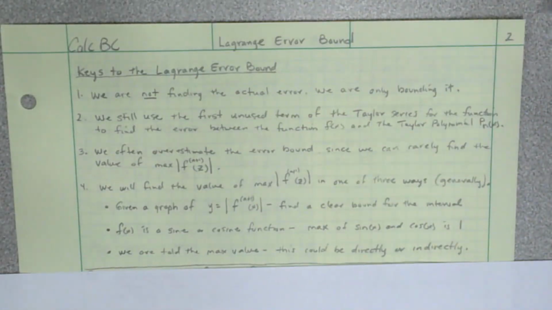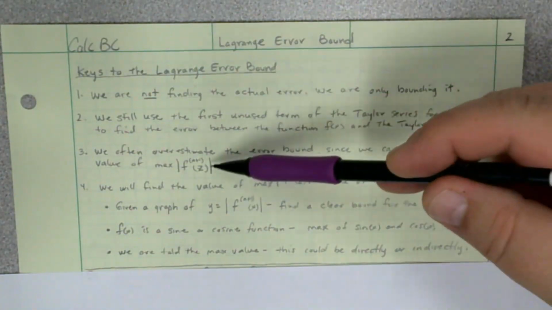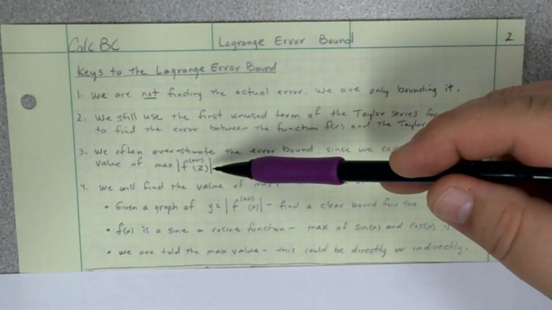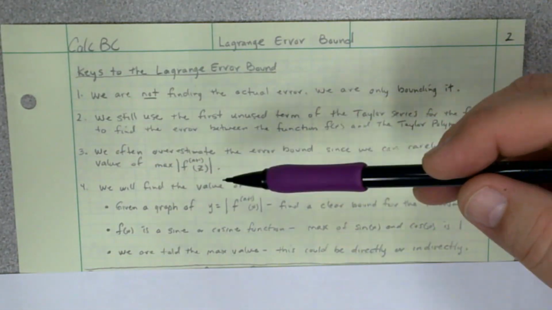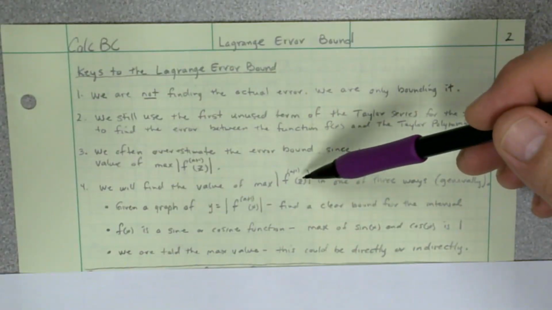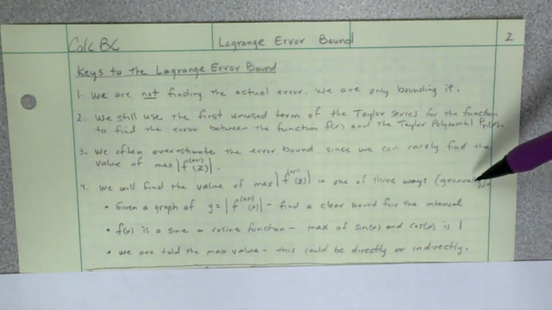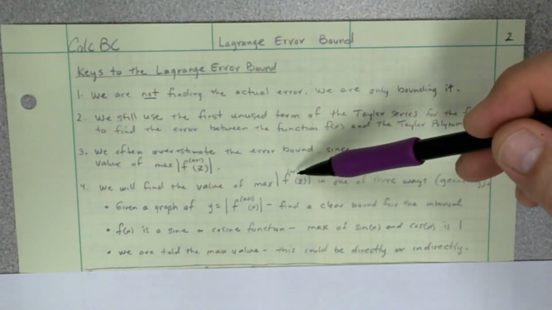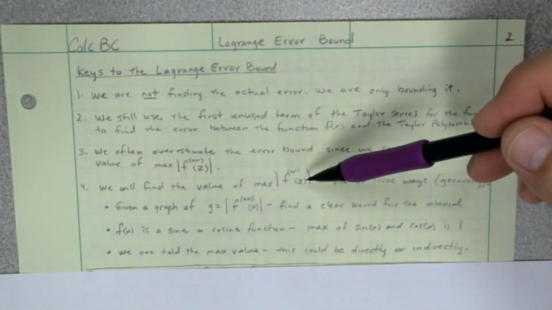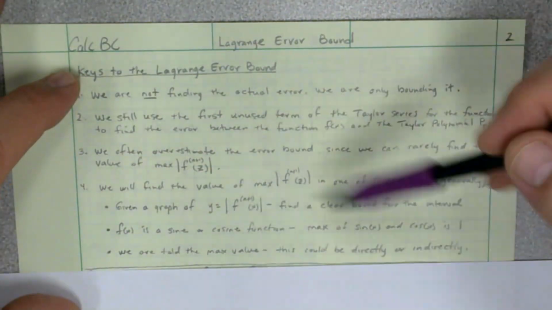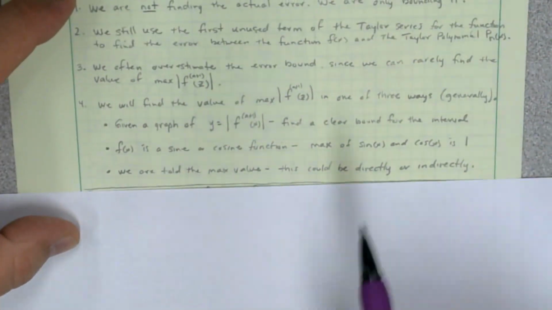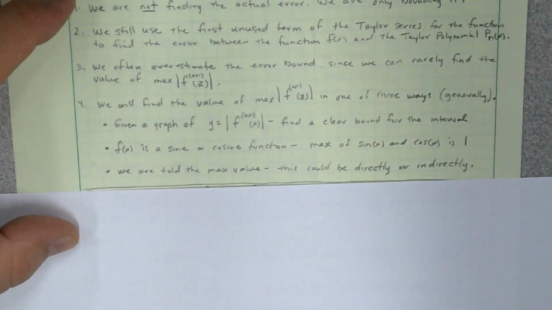We often overestimate the error bound since we can rarely find the value of this. Okay, very difficult to find this value. So we always overestimate, and we will find the value of this in one of three ways generally. Okay, so how do I find this max value of this n plus 1 derivative at the z's in there? Here are the methodologies that are most likely going to occur. The first one here, that's blurry, give me a second here.